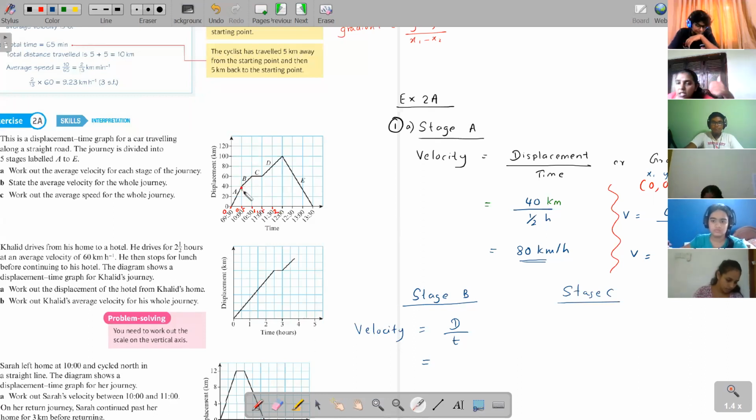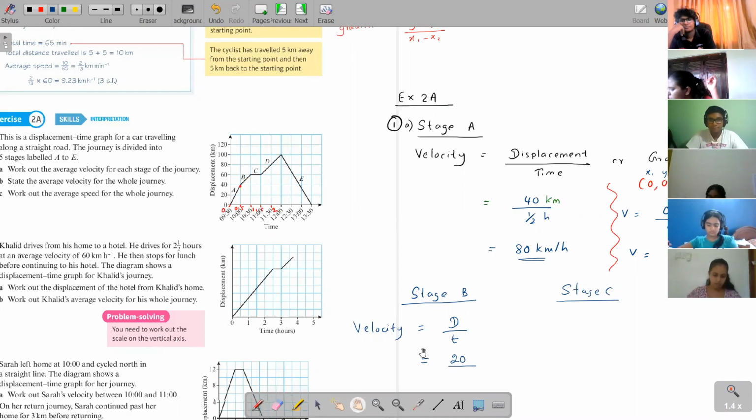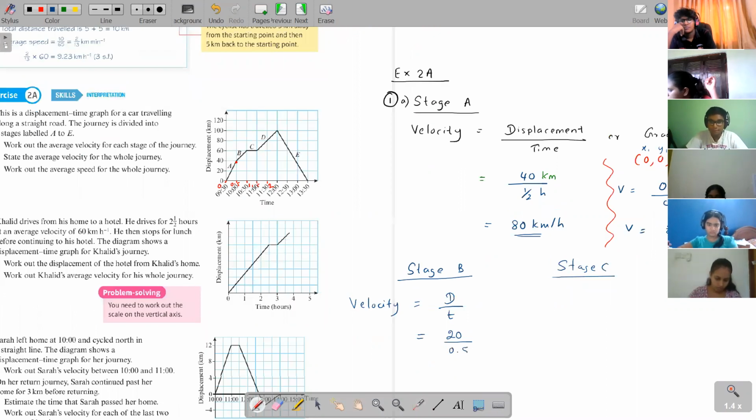I can see stage B starts from 40, displacement 40, and it goes until 60. 40 to 60 means I have a displacement of 20. Are you all okay with this, children? In stage B, I have a displacement of 20 over the time taken. I can see it's half an hour, 10 to 10:30, so the time is 0.5. So 20 kilometers over 0.5 hours, you divide, you get 40 kilometers per hour. So please check your answers and correct them.